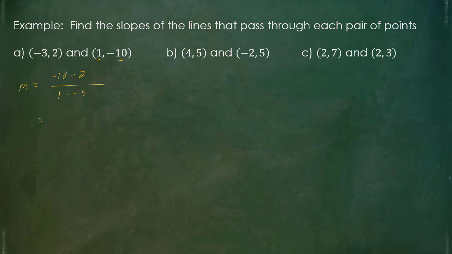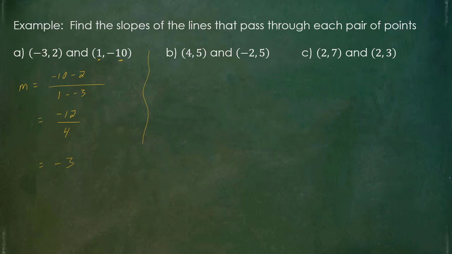So that take away negative really is going to switch to addition. So I've got negative 12 in the numerator, and then 1 plus 3 on the bottom technically would turn into 4. And then negative 12 divided by 4 can reduce. So I'll go ahead and call that negative 3 because it can be simplified.